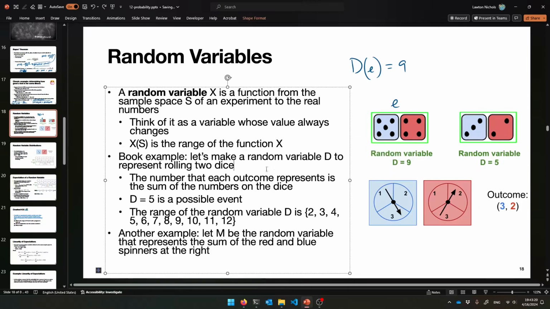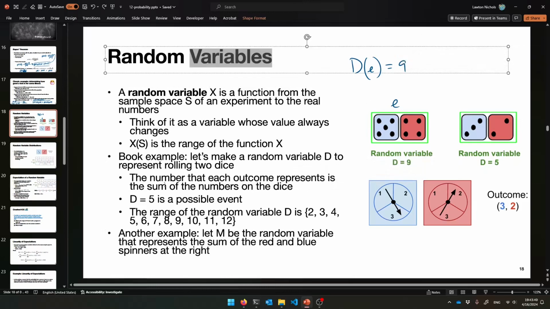Yeah, so that was the book example. It's like you make a random variable D to represent rolling 2 dice. And so the number that the random variable gives back when you look at it, like you have to inspect it and it changes every time. It's like Schrodinger's cat experiment, if you've heard of that. It's different every time. You got to look at it to see it change. And so the number that the random variable gives back is the sum of the numbers on the dice.